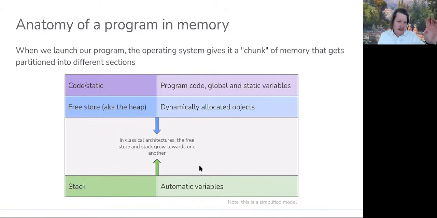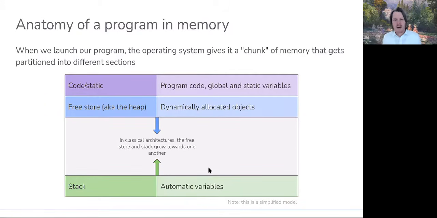At the opposite end, directly after, we can say, the code/static region within the model we're presenting here will be the free store. It's at the opposing end. You might have heard of the heap. We're just going to use C++ terminology and call the heap the free store. This is where dynamically allocated objects will reside. And this portion of our memory will grow towards the stack.